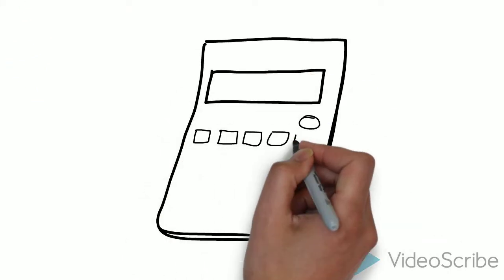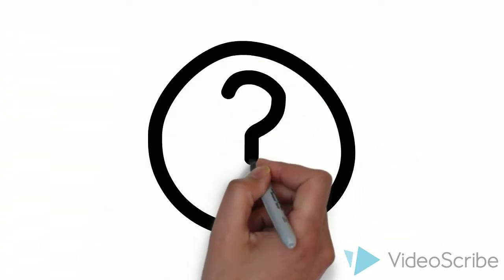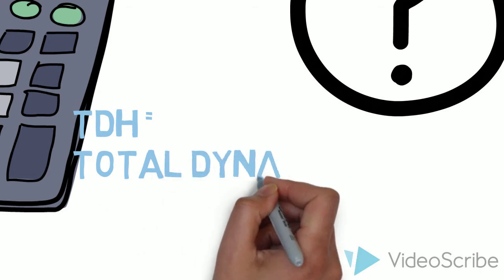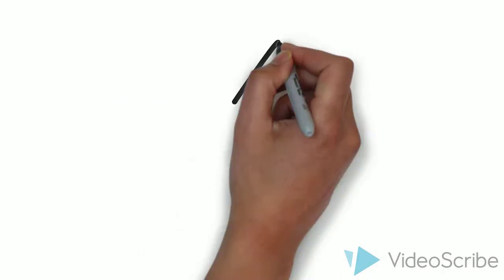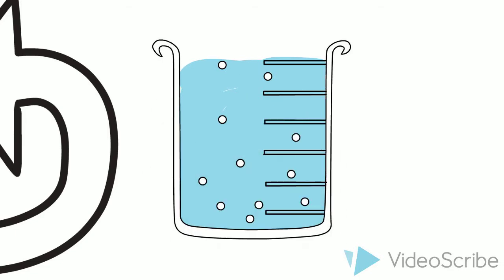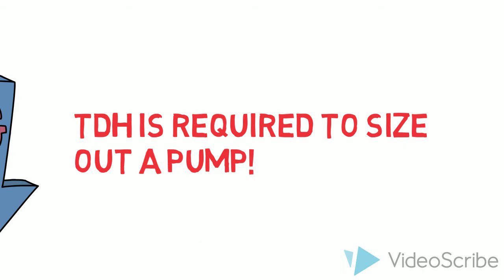Today we'll be discussing how to calculate TDH. Before we dive in, what is TDH and why is it so important? TDH stands for total dynamic head, which is the total amount of system pressure measured in feet where water is flowing through a system before gravity takes over. Put simply, you need the TDH in order to size out your pump.